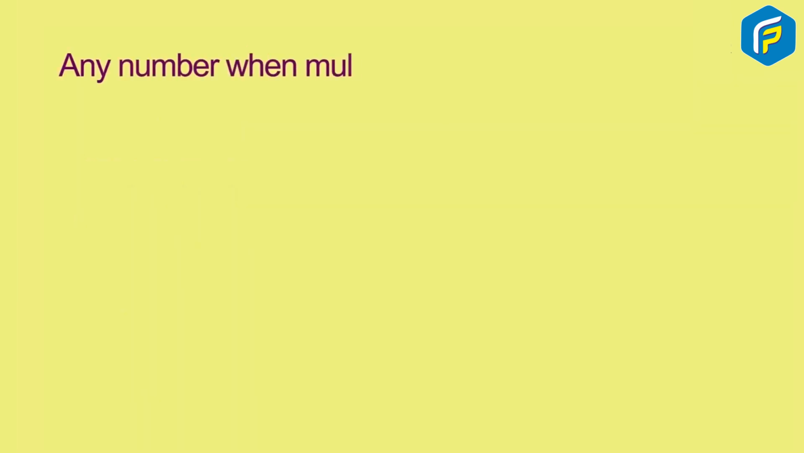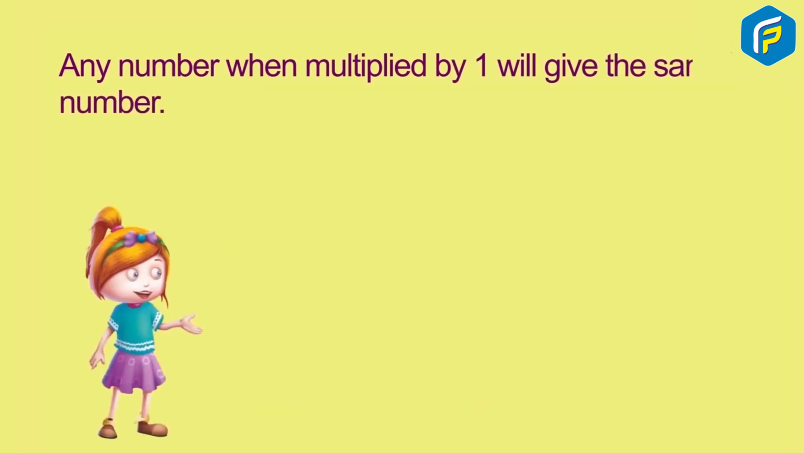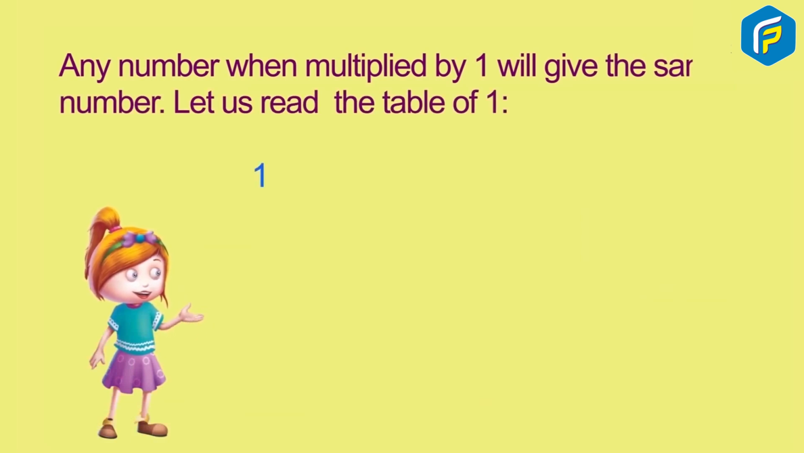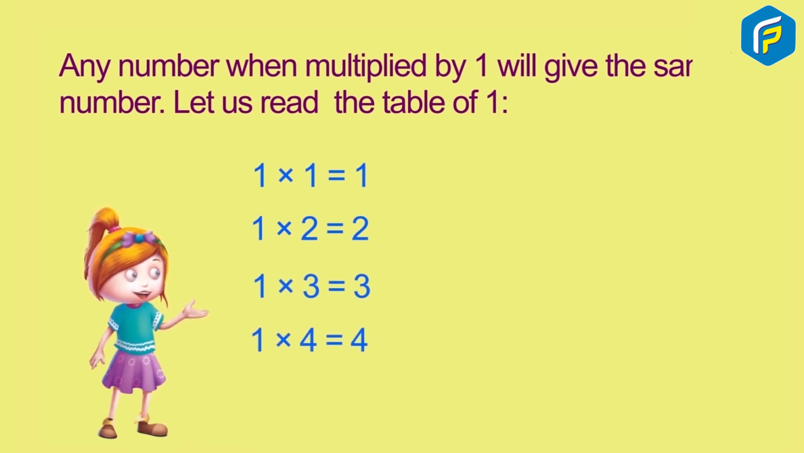Any number when multiplied by 1 will give the same number. Let us read the table of 1. 1 ones are 1. 1 twos are 2. 1 threes are 3. 1 fours are 4.